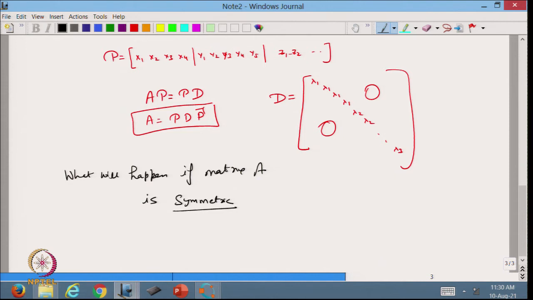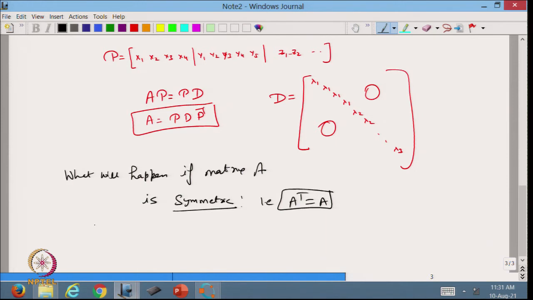So, in this case, suppose I have the matrix symmetric, that is I have A transpose equal to A. So, what is going to happen in this case, that when our matrix A is a symmetric matrix, then the things will change here.